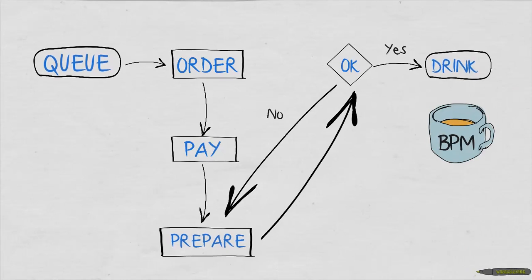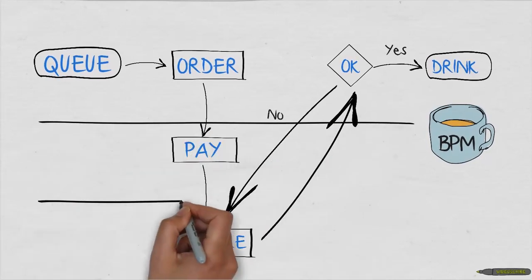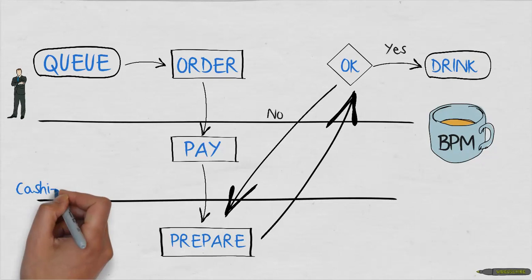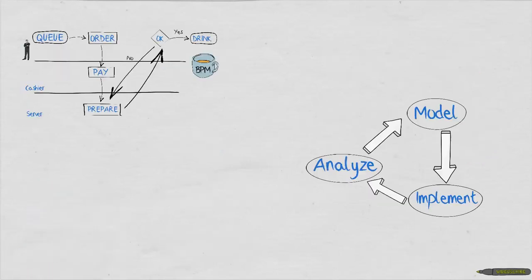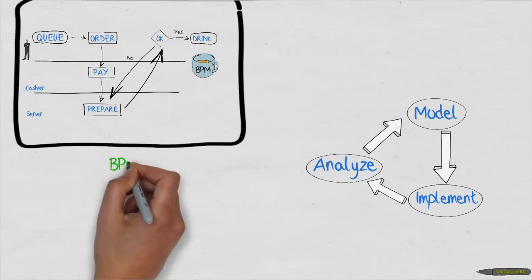Now let's illustrate the roles of the participants involved in this process. For that, we need to draw some lanes, just as the swim lanes in a pool. We have you, you're the client. Then we have the cashier and the server. Each role has its own activities. Now we're done. We just used the BPM notation in order to design a process.